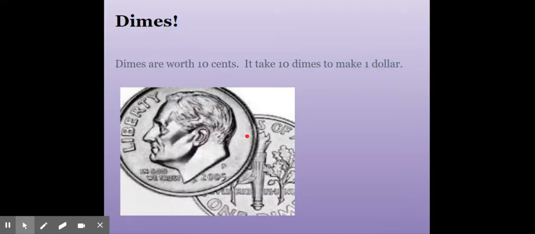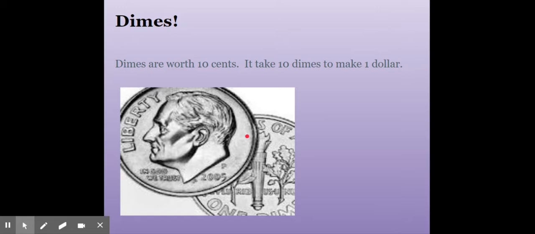The next biggest one's a dime. Dimes are worth 10 cents. You would only need 10 dimes to make $1, though. So if you have a dime, at least you're doing a little bit better there. If you have 2 dimes, you would have 20 cents. And 3 dimes, you'd have 30 cents.